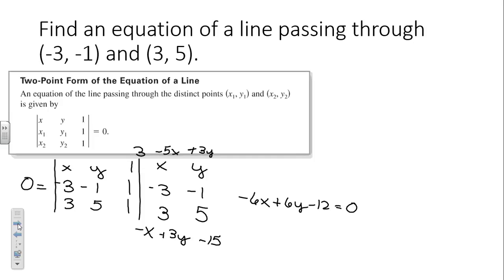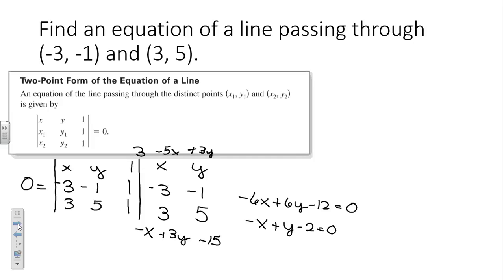That is an equation of the line. Okay? Our book would say, hey, there's a 6 in common with everybody. Let's divide everybody by 6. So negative x plus y minus 2 equals 0. You could get it into slope-intercept form and everything else, but you can stop there as far as I'm concerned. Okay? That's an equation of a line passing through those 2 points. Questions on this one?